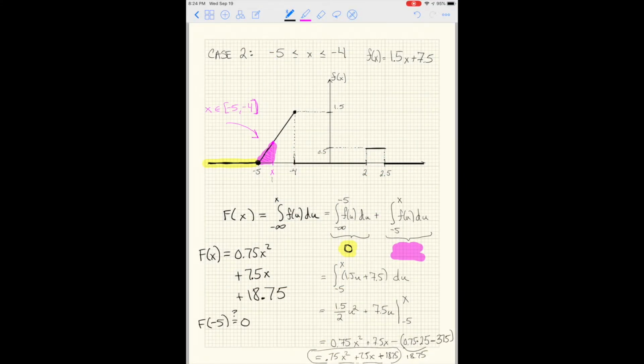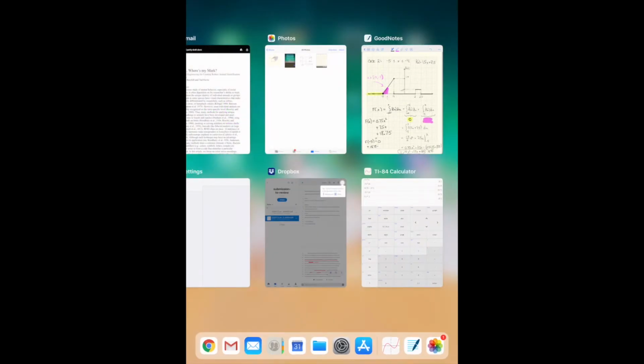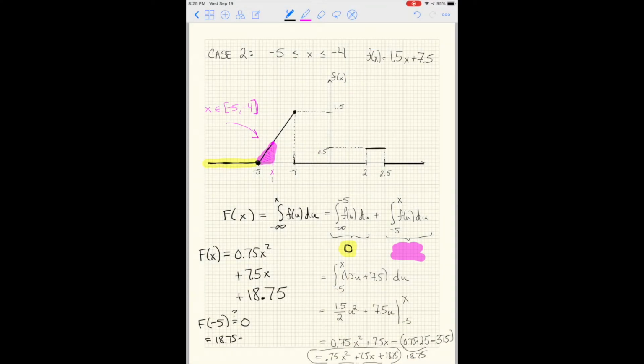So basically, I end up getting 18.75 minus 37.5, right? Plus 18.75. And this adds together to give me 37.5, and that gives me 0. So this is at least fitting in the range that we want.